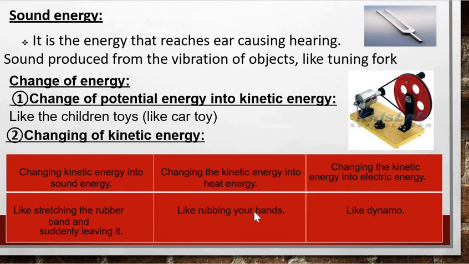Okay, the change number 3, changing kinetic energy into electric energy. Like what? Like a dynamo. Look, this is a dynamo, okay? When you move the dynamo by this hand, the moving of the dynamo will produce electricity, moving through this wire to this small lamp, and then the lamp will give us light. I will not explain more because you will take it in primary 5 inshallah.